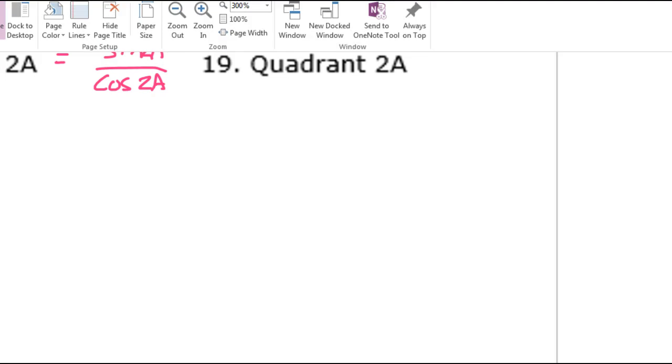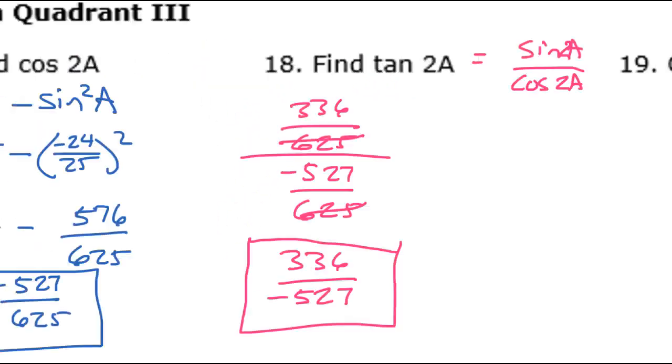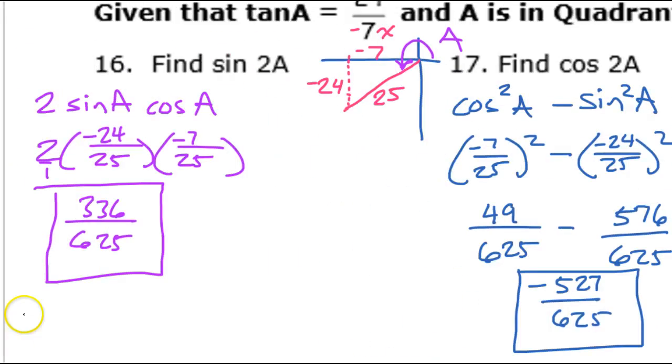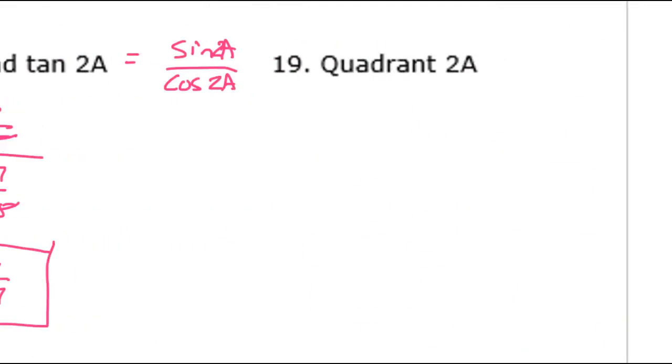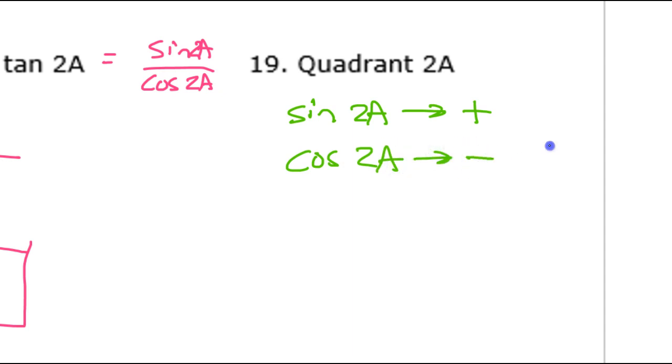Problem number 19 is slightly different and very easy. They're just asking, what is the quadrant of the angle 2a? So all we need to do is look at the sign of the sine and cosine, meaning are they positive or negative. So notice that the sine of 2a is positive and the cosine is negative. Okay, so the sine of 2a is positive and the cosine of 2a is negative.